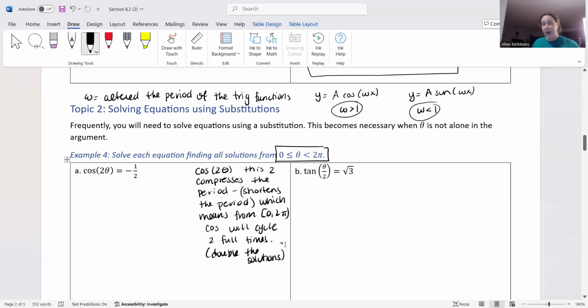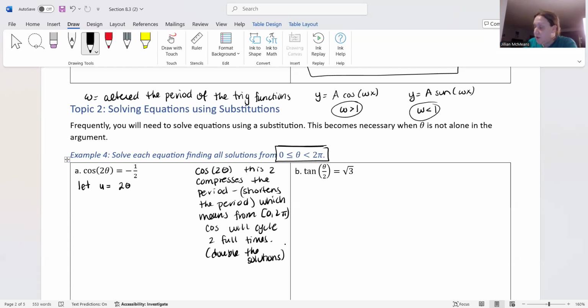When we have a trig function of just theta, we can jump to the unit circle and ask what angles of theta give us this ratio. But if theta is not by itself, we have to look for a workaround. So what we do is a U substitution. You should be familiar with U substitutions because you for sure did this in 171. We're going to let U equal the argument of the trig function.